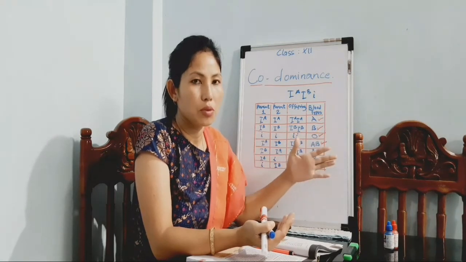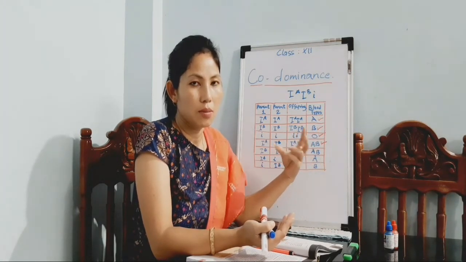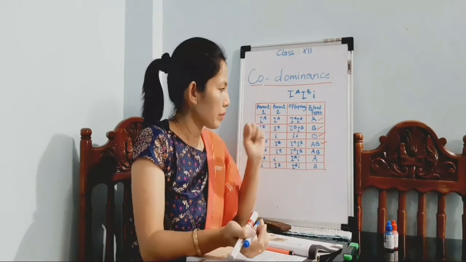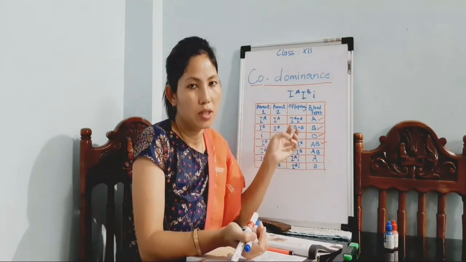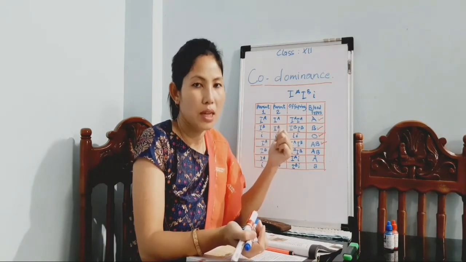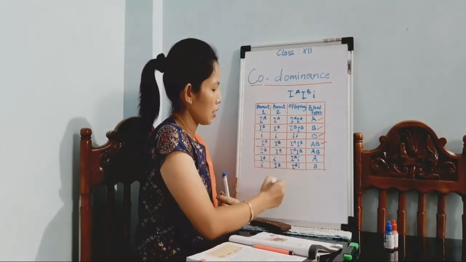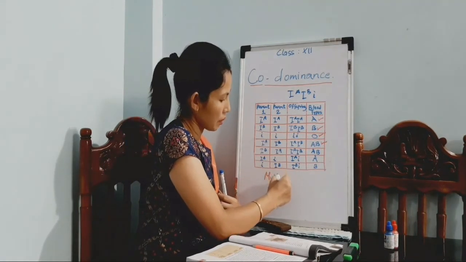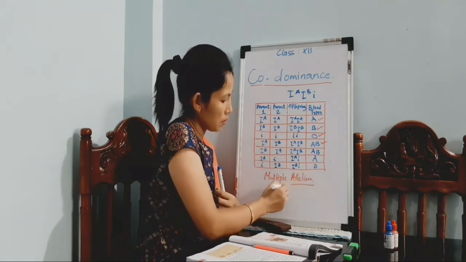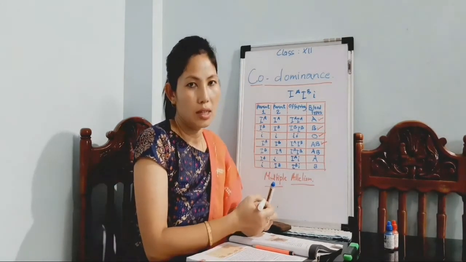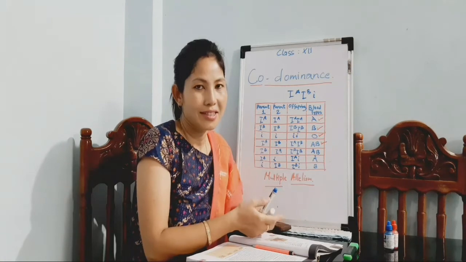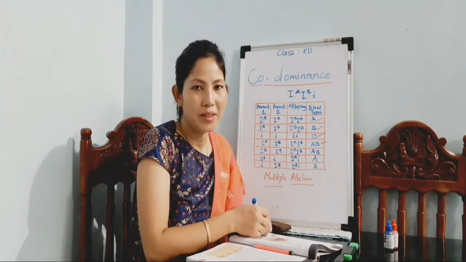So the special type of sugar is synthesized on the plasma membrane. As a result, the plasma membrane has a protrusion. So this is about codominance. Here you can see that codominance is also an example of multiple allelism. So let me write here about multiple allelism. Multiple allelism means more than 2 alleles or factors can control a character. So that is about codominance.